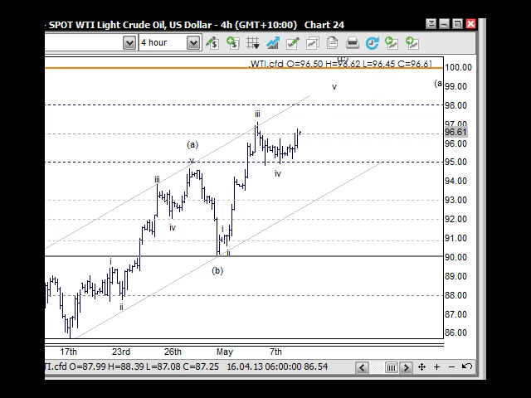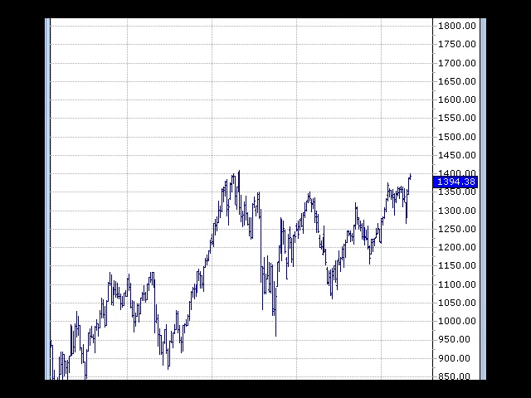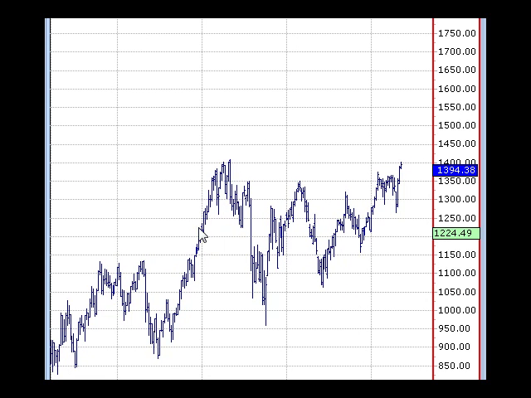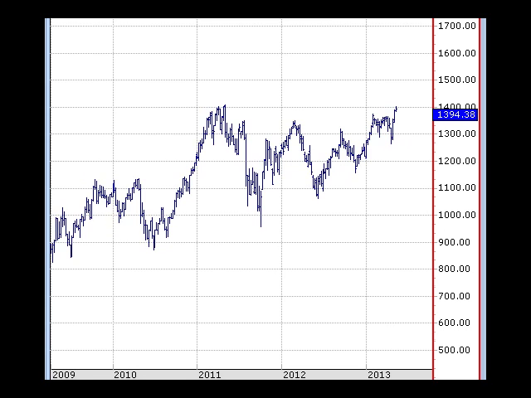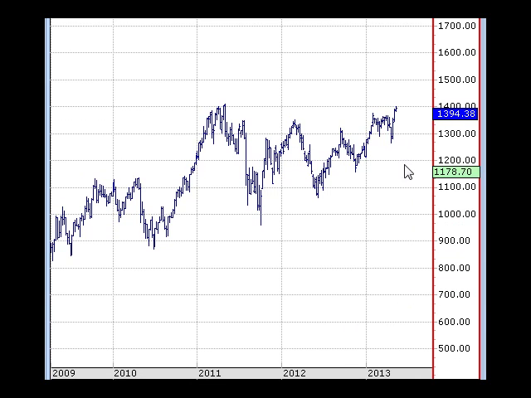The other day we had a look at the Amex oil energy index here, and in fact we're looking at it on a daily chart. This is a weekly chart here, and this is quite a long time frame situation, but we're looking at this little corrective pattern through here on the daily chart.